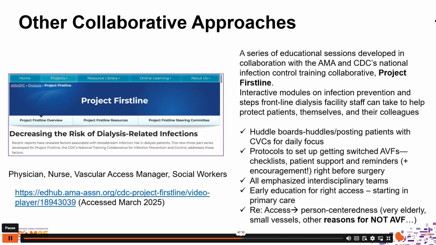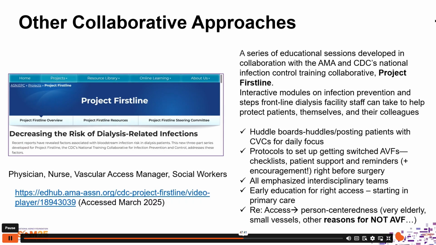One other collaborative approach that I wanted to highlight is called Project First Line. It's a collaborative with a lot of other organizations, but CDC and AMA. I actually went to this webinar. They put on webinars, these webinars are recorded, and then they're transcribed. So you don't even have to attend the webinar. You can just read it afterwards. They have multidisciplinary teams talking about the very topics that we're talking about here. And this is one of the webinars called Decreasing the Risk of Dialysis-Related Infections. Again, I put the URL here for you to reference or look up.